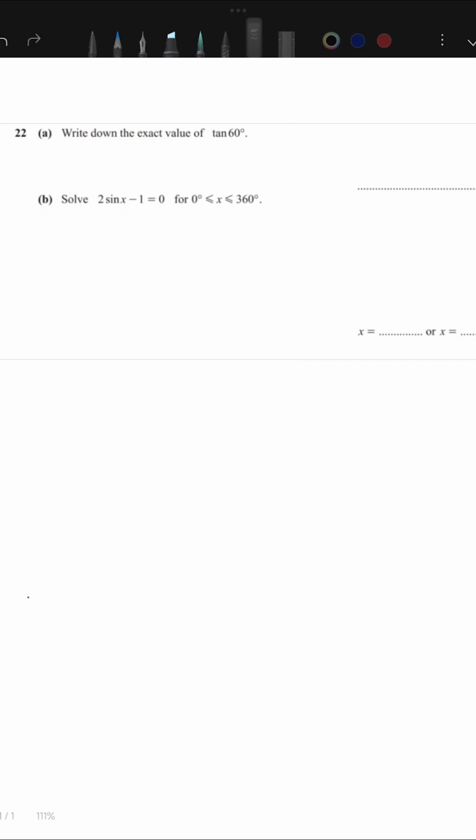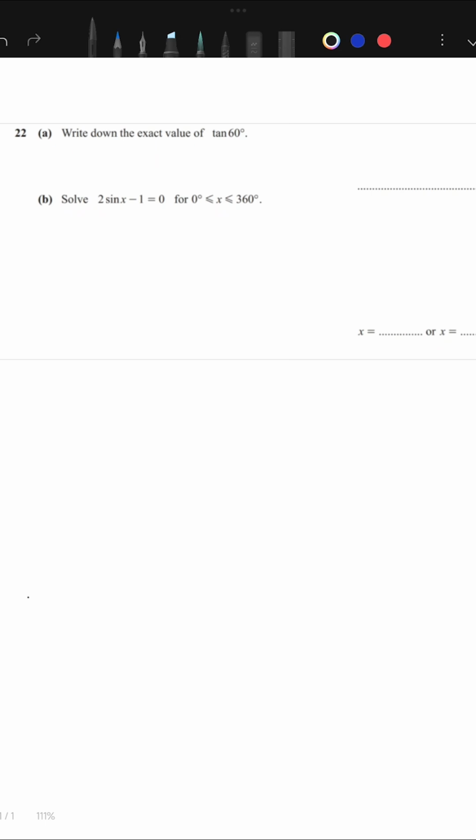Here's a question from May-June 2025 non-calculator paper. So, part A, it asks us to give the exact value of tan 60. There is no specific way which we can calculate it in the exam because it's a non-calculator paper. We're just gonna have to memorize them.